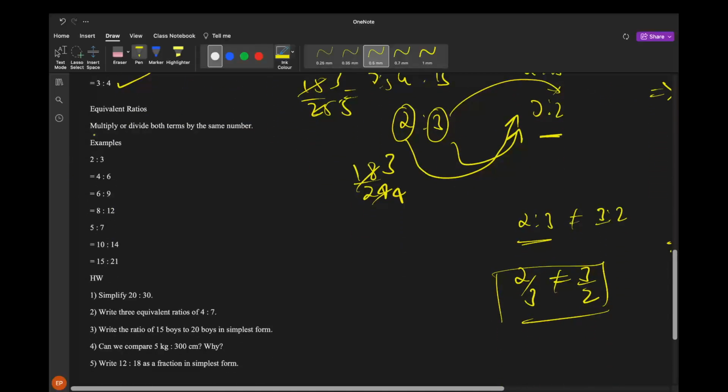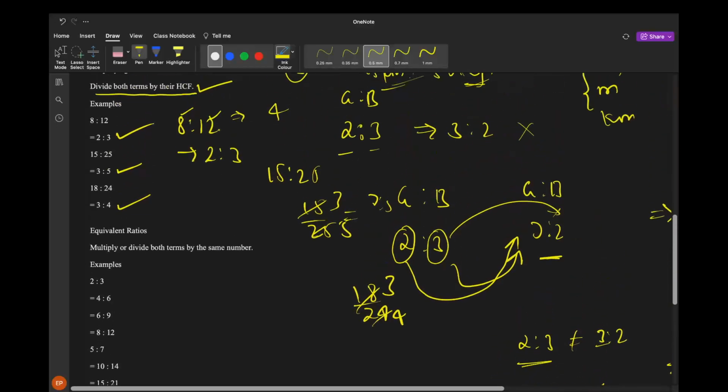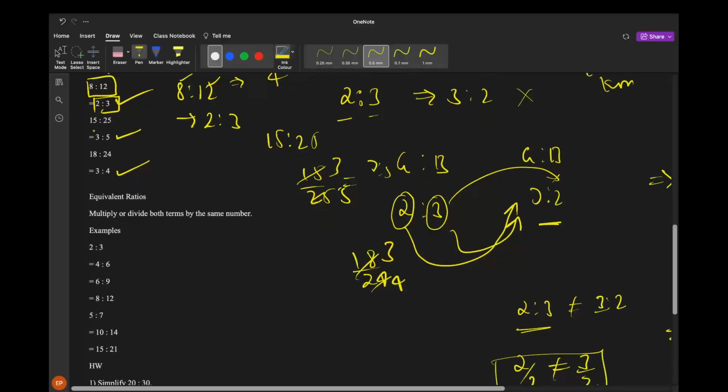Equivalent ratios means multiply or divide both terms by the same number. See, here we are dividing, right? 8 is to 12 and 2 is to 3. These are equivalent fractions. We are just simplifying. We are not at all changing the values. The ratio will be the same only. So both are called equivalent ratios.